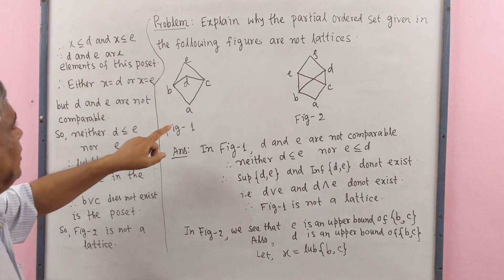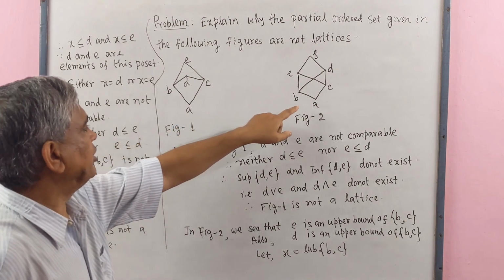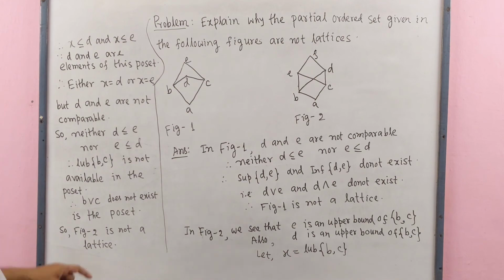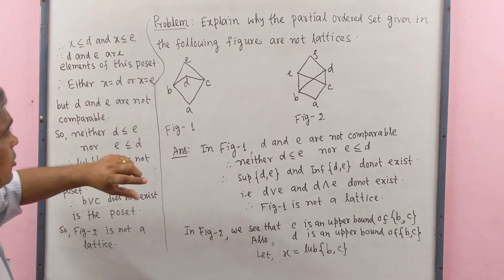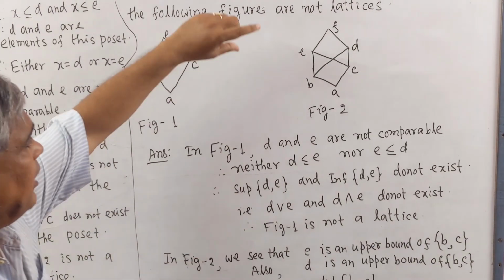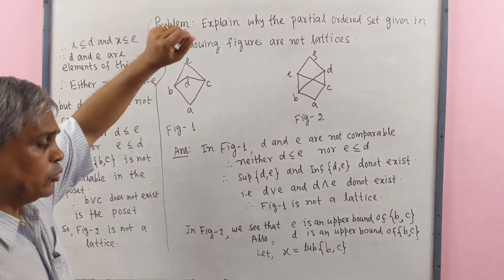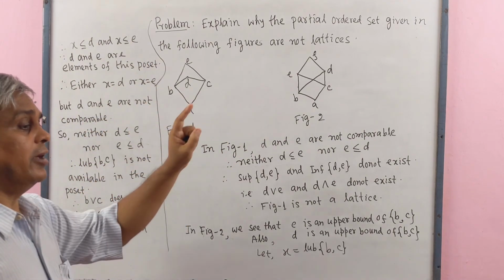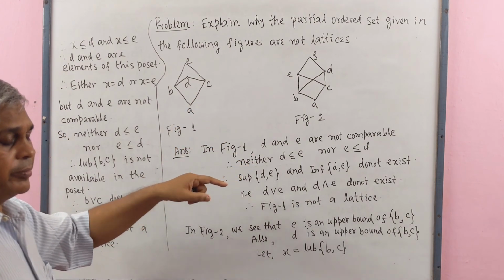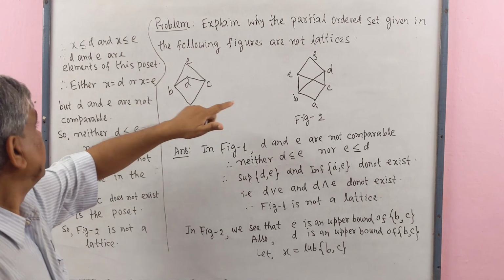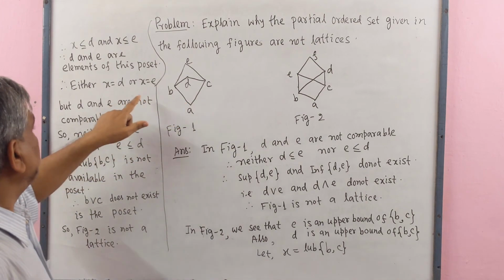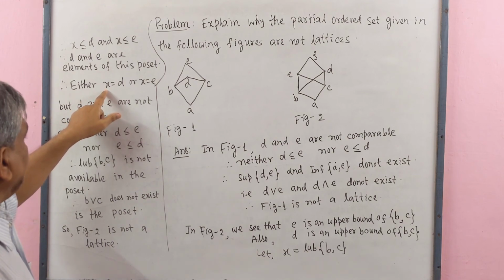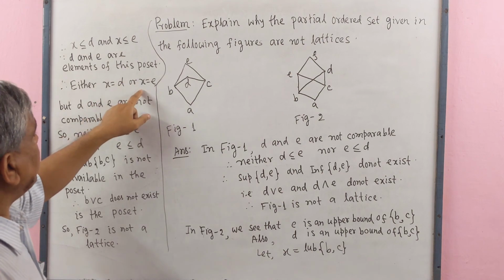Since D and E are elements of the poset of figure 2, and D and E are upper bounds, we find the least upper bound among the upper bounds. So we get that either the least upper bound X equals D or X equals E.